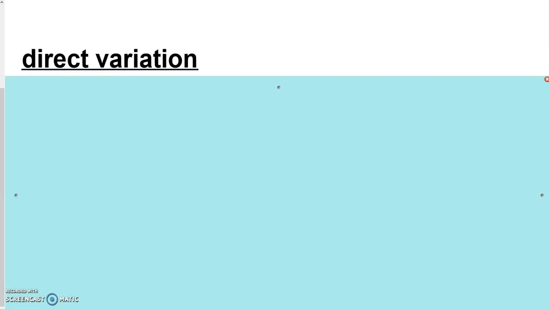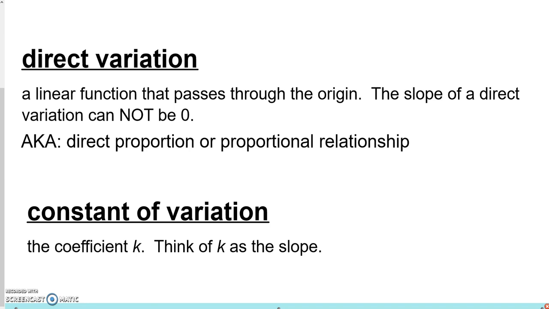So what we want to work with now is a direct variation. And a direct variation gets lots of names. One name is direct proportion, another is proportional relationship. So if you ever see those words, direct variation, direct proportion, proportional relationship, they all mean the same thing. So let's talk about what they mean.